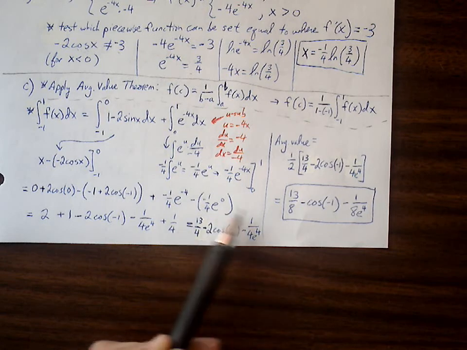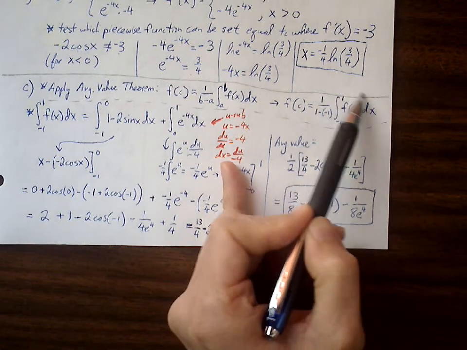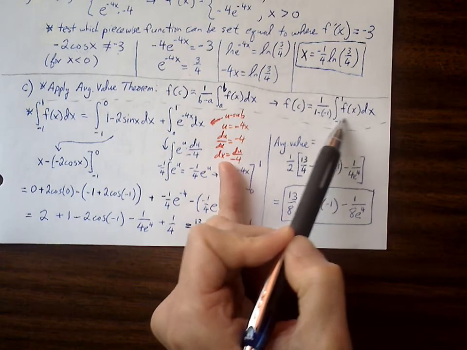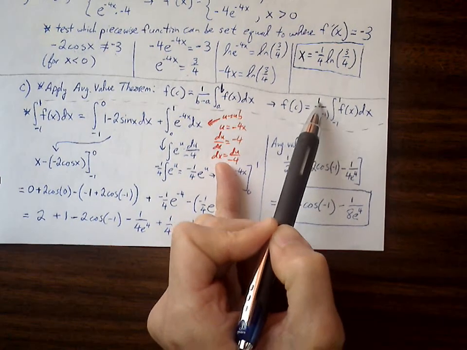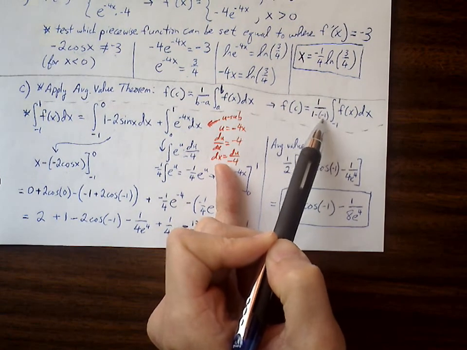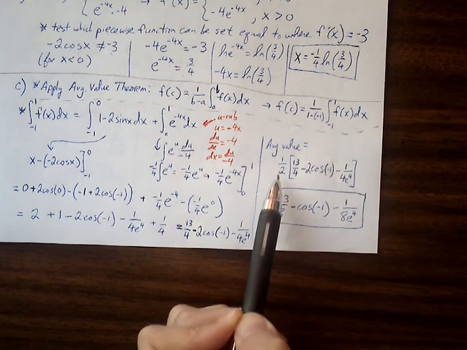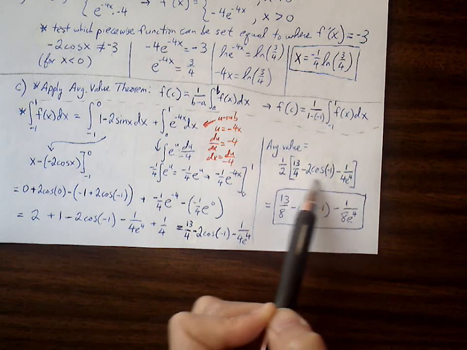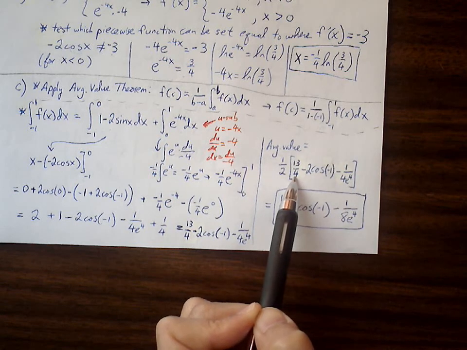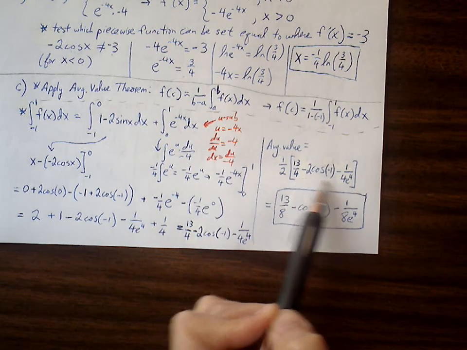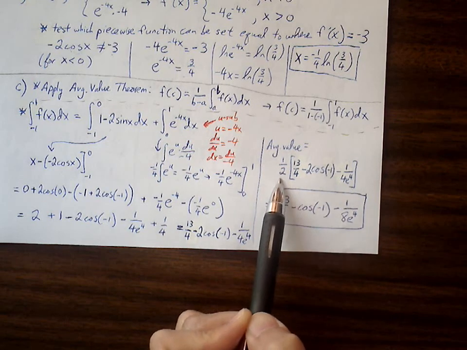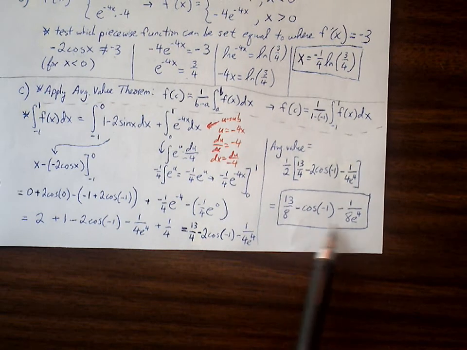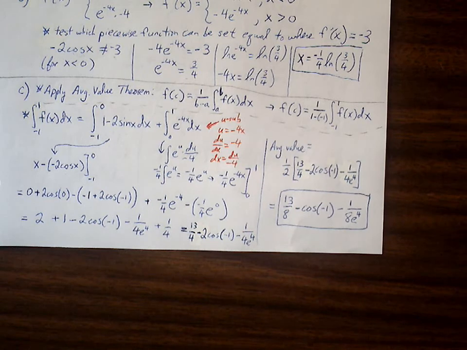Now, all this only represents this portion. There's still that average value portion, that 1 over b minus a, that's still sitting in front that we haven't included yet. So that 1/2 will now be brought down, in addition to all the antiderivative values that we put together. And then we can either leave it in this form or distribute the 1/2 through. Okay, and there's our average value.